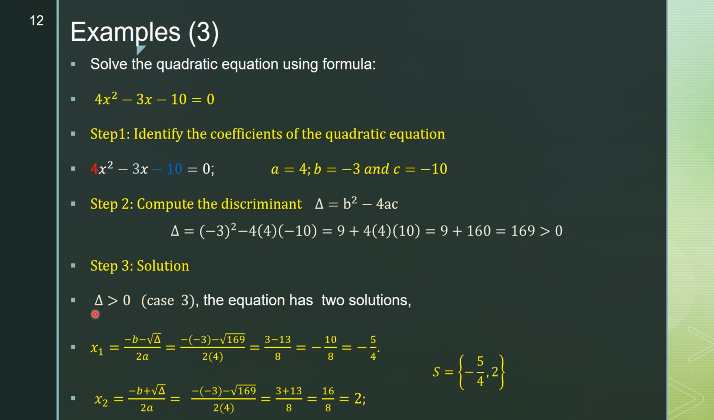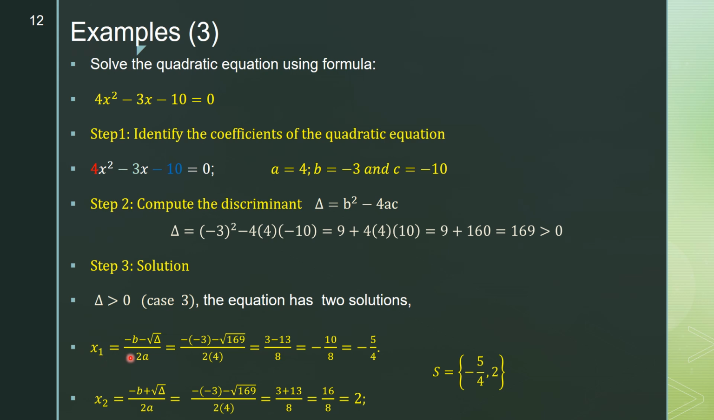Then this is case number 2, where the value of delta is greater than 0. Then the equation has two solutions. In fact, this is case number 3, not case number 2. So since delta is greater than 0, it means that the equation has two solutions.